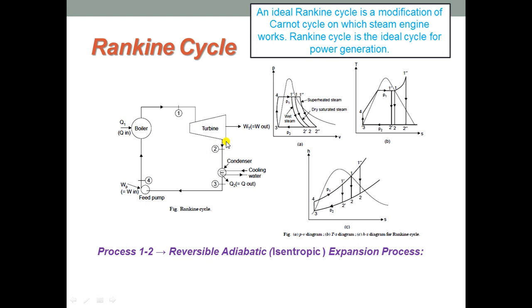to a low pressure and temperature through the turbine, producing work, and the condition after expansion is point number 2. The work done during the turbine or the work produced by the turbine is given by enthalpy difference, that is H1 minus H2. H1 represents enthalpy before expansion and H2 represents enthalpy after expansion.